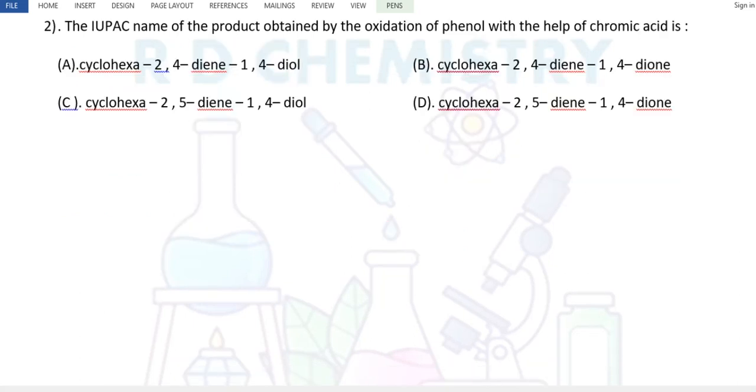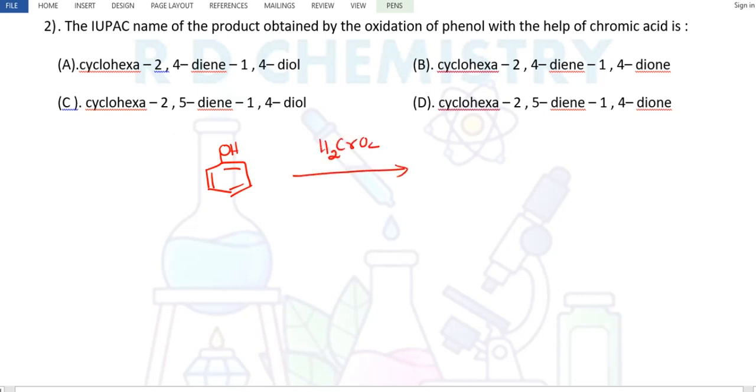Question number 2. IUPAC name of the product obtained by the oxidation of phenol with the help of chromic acid. Phenol reacts with the chromic acid. Phenol is a benzene ring attached to the OH group. Chromic acid is H2CrO4. It is an oxidizing agent. Chromic acid can also be prepared using sodium dichromate and sulfuric acid H2SO4, which can produce chromic acid.